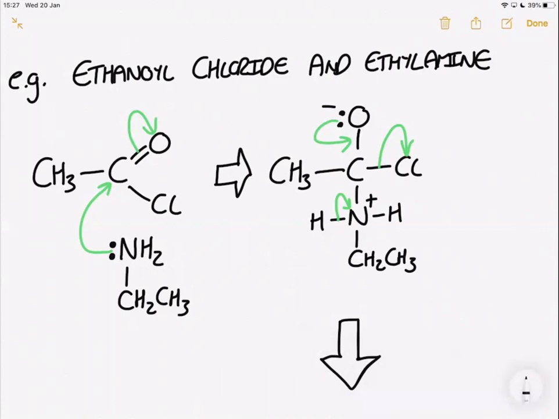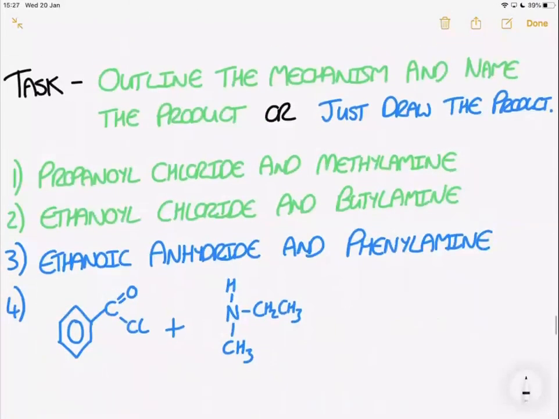Okay. So here's your next task. I want you to do either two things or one thing. You either outline the mech and name the product, that's in green, or you just draw the product, that's in blue. So you don't have to do the mech basically with the acid anhydrides, but you do have to try and draw the resultant amide. So pause the video, draw out your mechanisms where appropriate, draw out your structures and names where appropriate. Okay, so we should be done with that, or at least done as far as you can be.